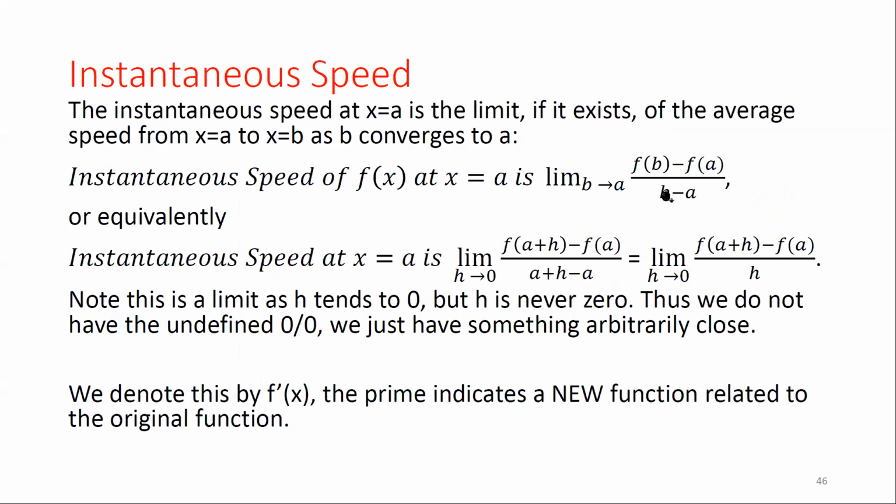So we can write b as a plus h with h going to 0. So what's a plus h minus a? Wouldn't that just be h? It would just be h. And so what we're doing is we're calculating the average speed over smaller and smaller intervals, and we're taking the limit as the interval goes to 0.